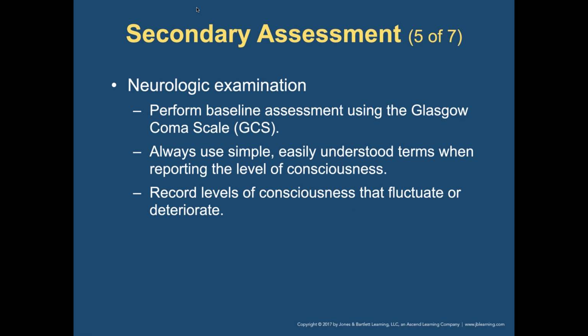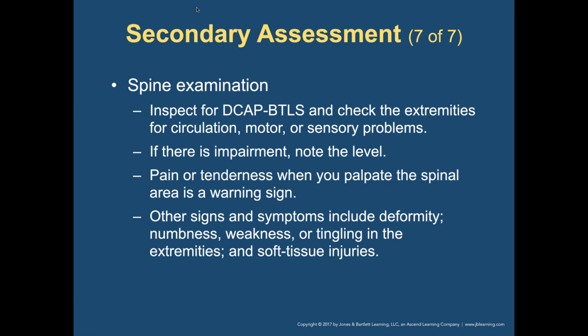Let's see. Record levels of consciousness that fluctuate or deteriorate. Okay, yeah, that was the last thing on this slide. Good. This is your Glasgow Coma Scale. So as you can see, there are no zeros. The lowest is 1. So you get 3 for showing up. And then as you look at this, it's a 4, 5, and 6. Each category goes up by 1 to make your total of 15.